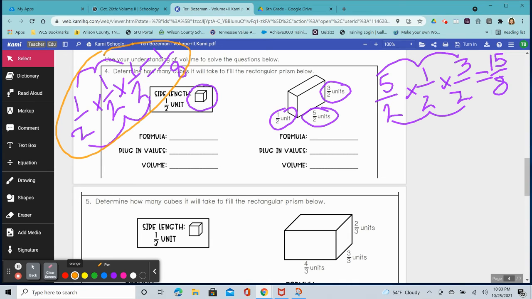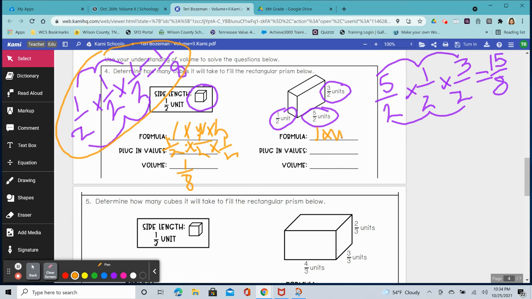So what we did here, that's your steps here. The part I skipped over was writing the formula length times width times height, and then those are the values that you would plug in. It's hard to write small on this. 1/2 times 1/2 times 1/2 for a volume of 1/8.